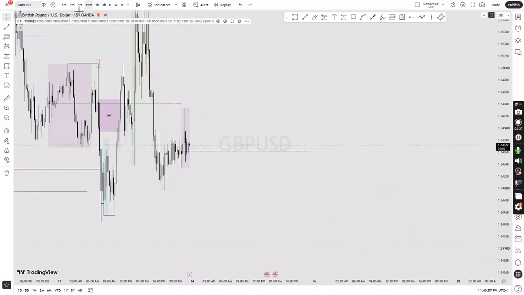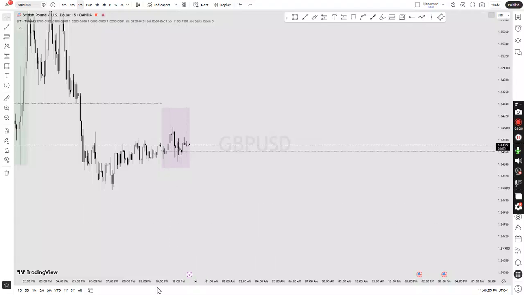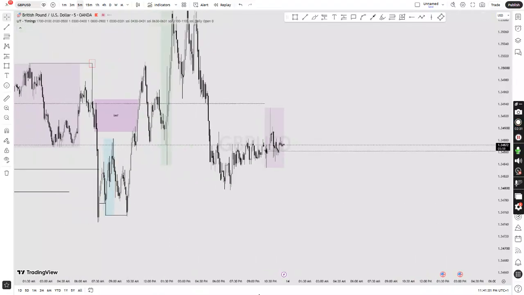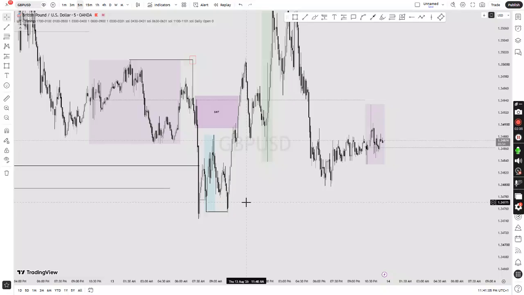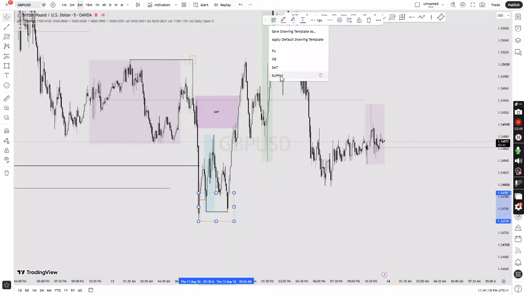Now I'm going to go to the 5 minutes and 1 minute to explain further exactly what the thought process was for this trade. Okay. Now the aim for me was for price to come back lower, mitigating this particular order block here, and then take price back to the upside because we've swept a certain level of liquidity from the left.